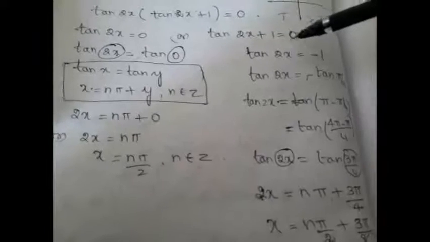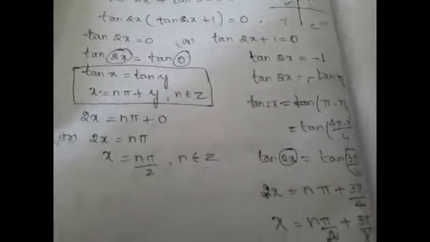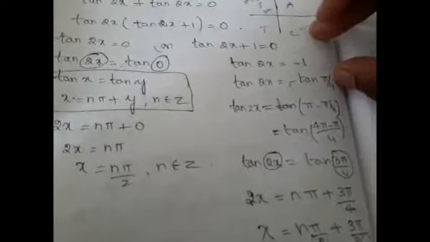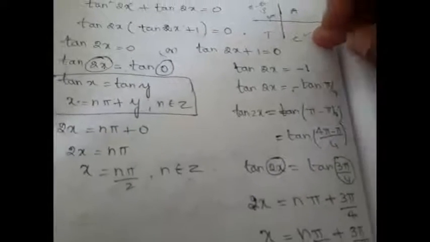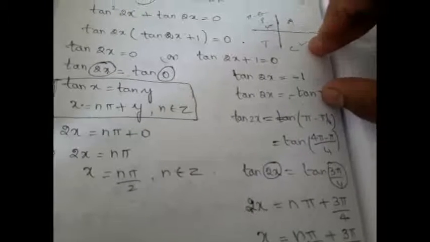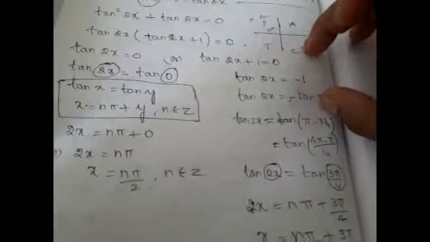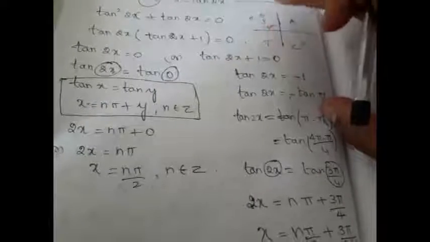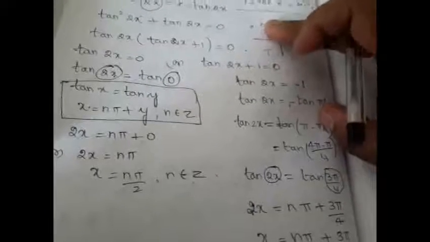Now let us see what happens if we solve the other one. tan 2x equal to minus 1. Again, when will tan value become 1? tan 45 degree, which is nothing but pi by 4. But minus is there. When will tan ratio become negative? In which two quadrants? In the second and the fourth quadrant. All Silver Tea Cups. So second quadrant.